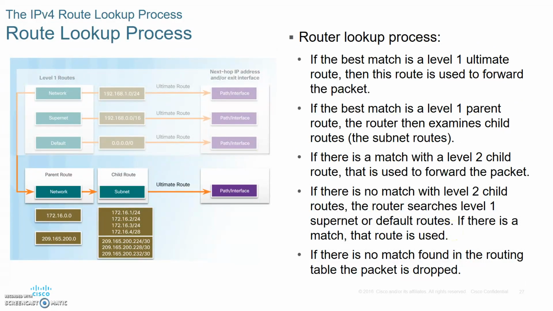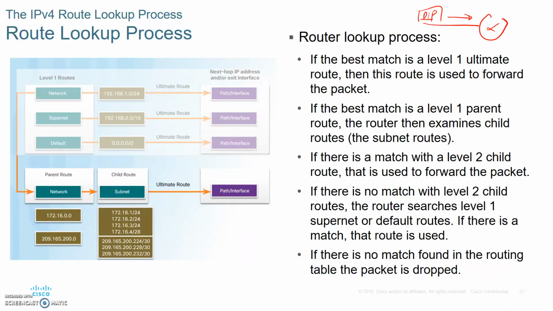How does the router use the level 1 route and level 2 route for its lookup process? First, it will try to find a best match. Later we'll talk about what the best match is. If the best match is a level 1 ultimate route, that means when a router receives a packet, it will look at the destination IP address and try to match it to one of the routes in level 1.